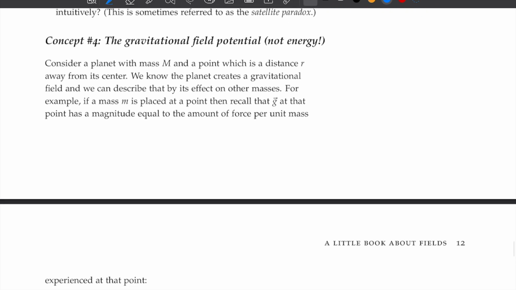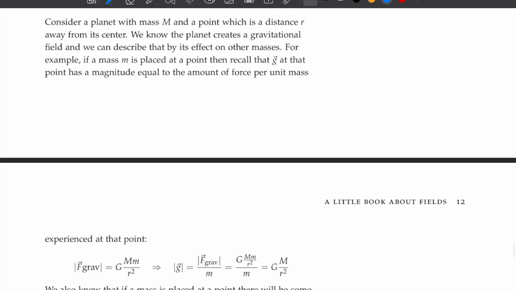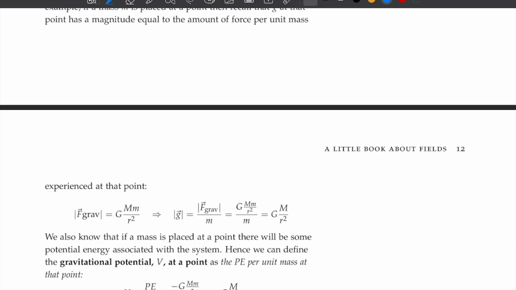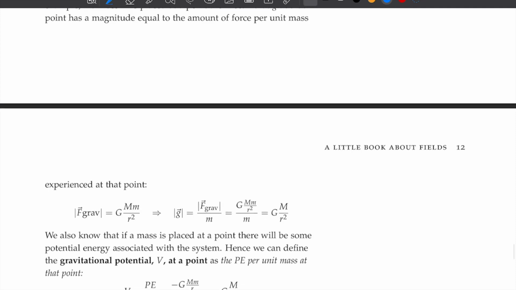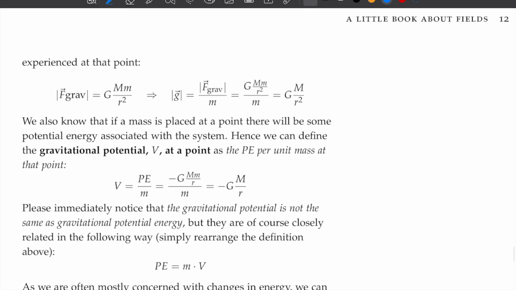Okay, now we're going to talk about the gravitational field potential. Not the potential energy, but the potential. Very confusing. Recall that the gravitational field strength was the force per unit mass at a point in the field. Now we've talked about gravitational potential energy, so we could also talk about the gravitational potential energy per unit mass at a point. So that's what the gravitational potential is, right?